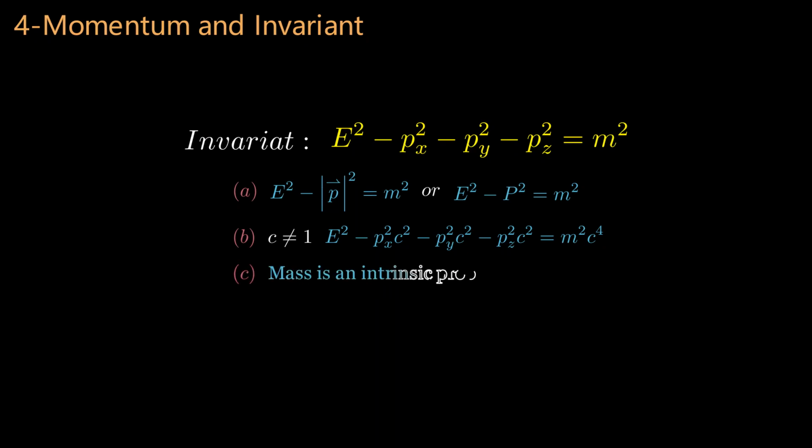This formula also tells us that m is an invariant, meaning that when we observe the same particle in different inertial reference frames, we may find that the particle's energy and momentum vary across these frames, but its mass remains constant. Simply put, a particle has different energy and momentum at different speeds, but its mass stays the same.